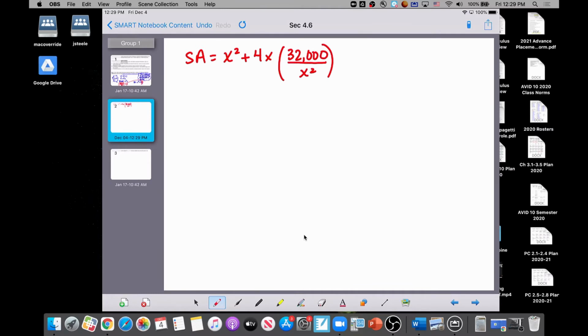Then, of course, I can do some simplifying. I can reduce the X in the numerator with the X squared in the denominator. So my surface area becomes X squared plus, if I cancel 1 X on top and 1 X on the bottom, I'm just going to have 1 X on the bottom. Then if I multiply the 4 times the 32,000, I get 128,000 over X. Here's my surface area equation.